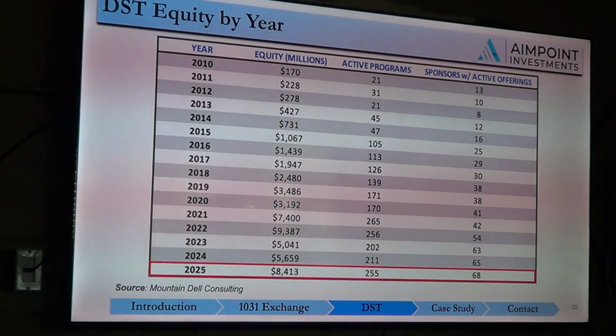What, California? 36% of that number came from California property owners that are tired of having and managing property here in California. So you can see that 8.4 billion was spread across 255 different properties. Each DST contains typically one property. You're buying that one property. So 255 were available across 68 different operators or sponsors.